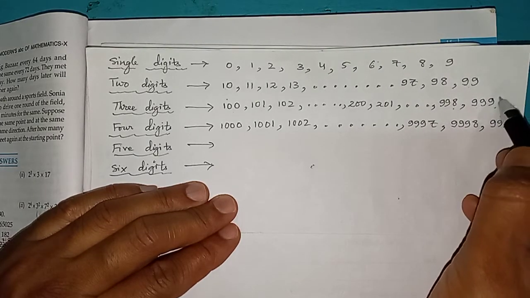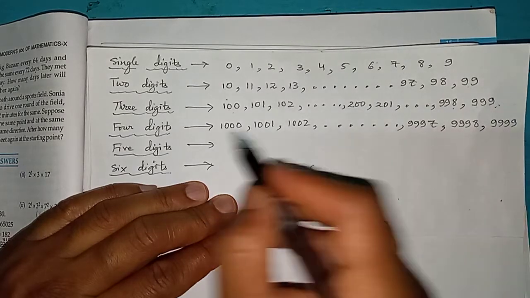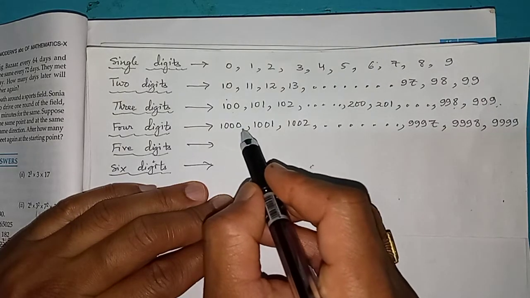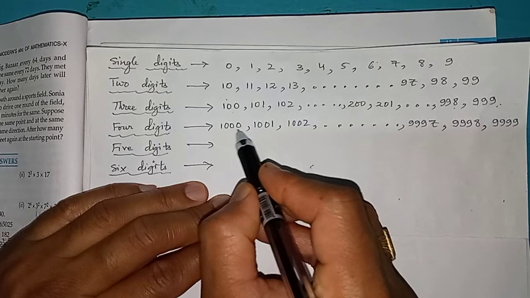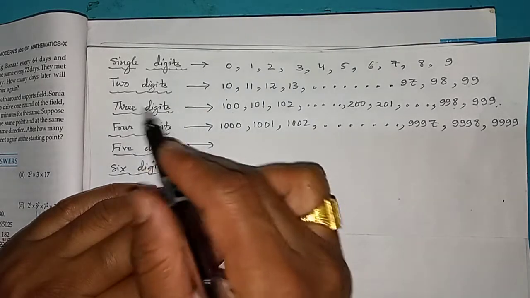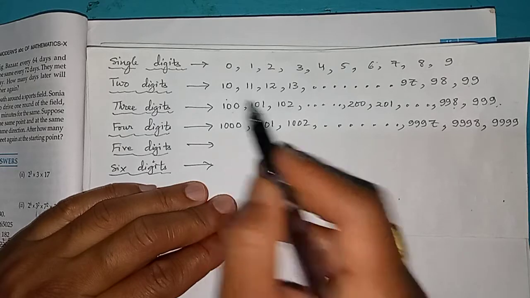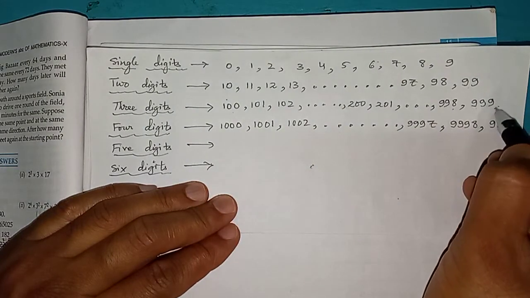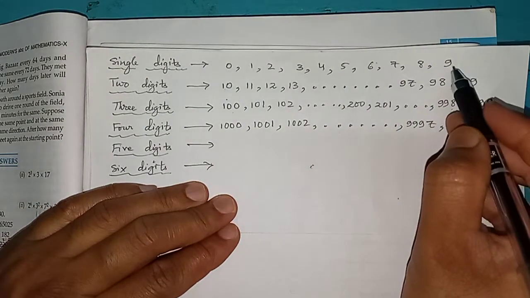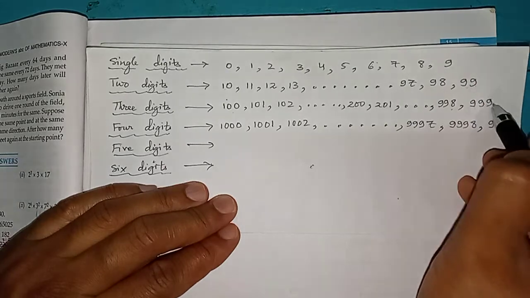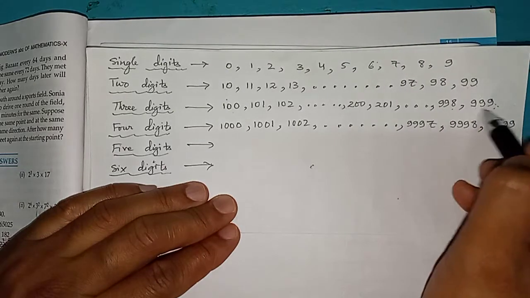But after 999 comes 1000. When I write 1000, count the number of digits: in 1000 there are 4 digits. That means the smallest 3 digit number is 100 and the largest 3 digit number is 999. Just note 999. Single digit, double digit, 3 digits.